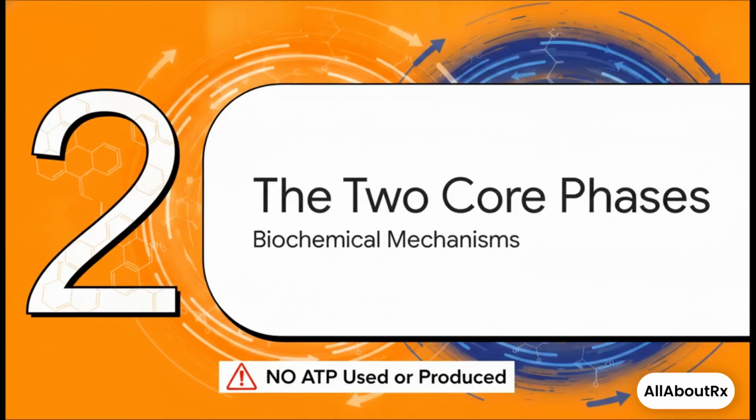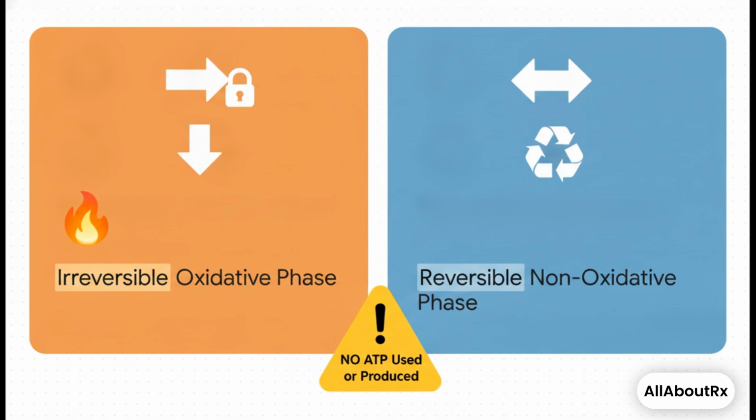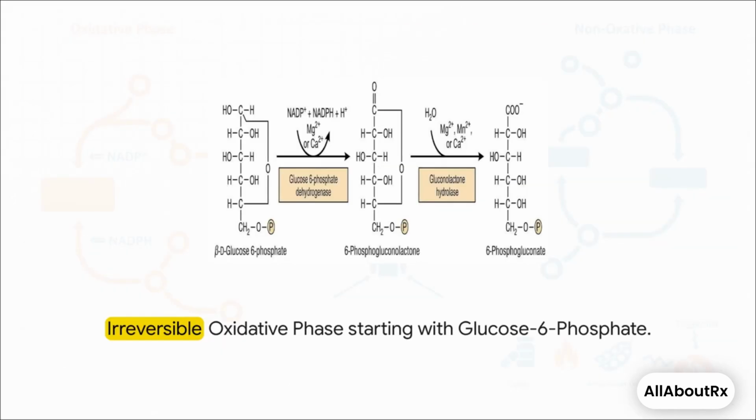Moving on to Section 2, the two core phases. It really helps to mentally color code these two halves so you can keep the sequence straight. Phase 1 is the irreversible oxidative phase, meaning once glucose enters this phase, it's fully committed. There's no going back. Phase 2, on the flip side, is the reversible non-oxidative phase. This back half is totally flexible, which lets the cell adapt on the fly to whatever it needs in real time.